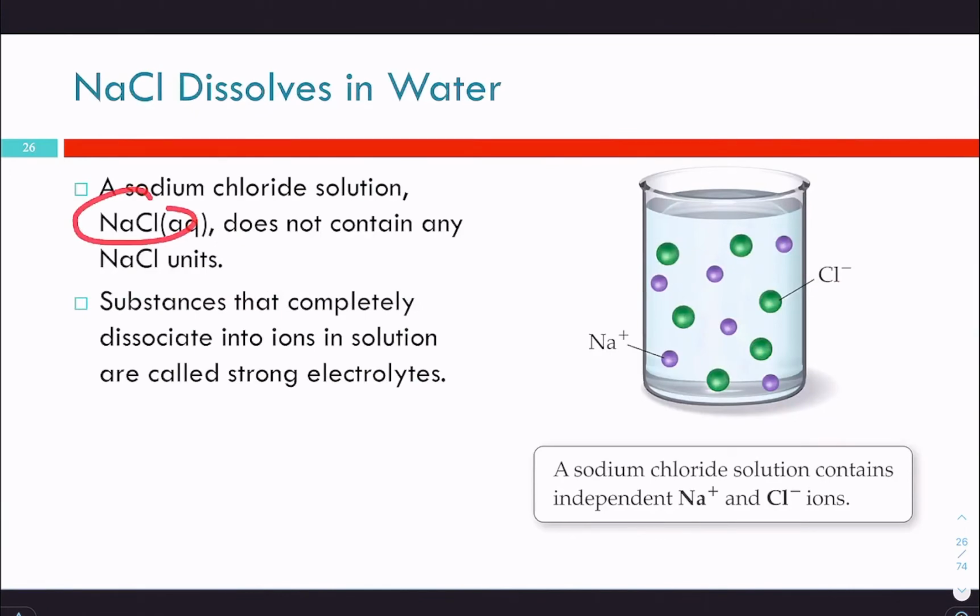So if we have this sodium chloride, there are no actual sodium chloride units in the water. So we've got chlorines and sodiums floating around because they're actually completely surrounded by water molecules. So substances that completely dissociate into ions are called strong electrolytes. They're called electrolytes because they can carry a current. So you can actually pass electricity through water with salt in it, and usually it's a light bulb you use to light up.